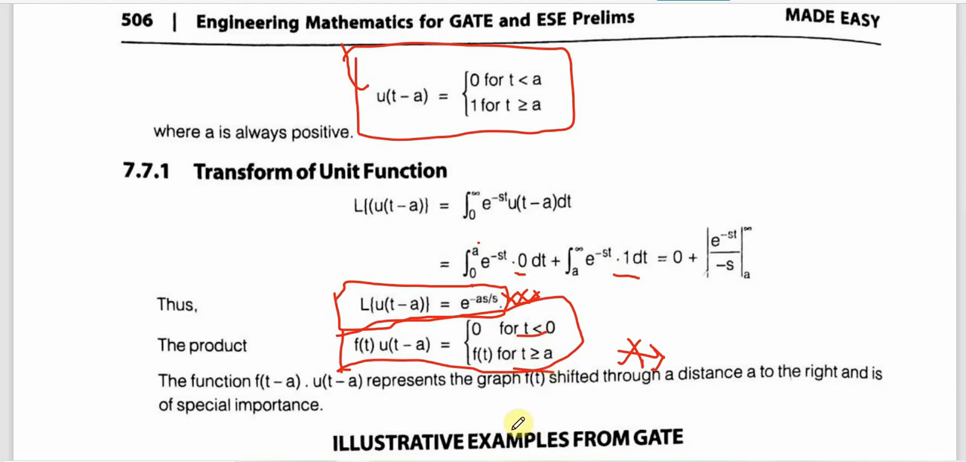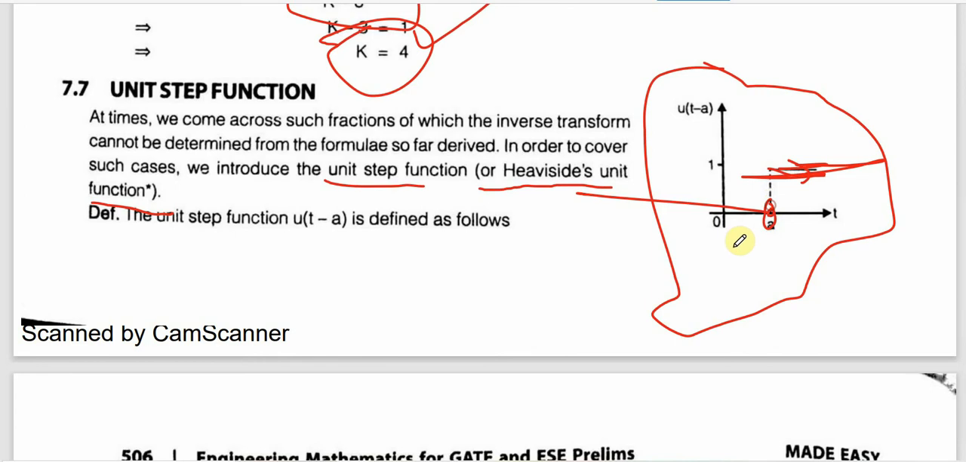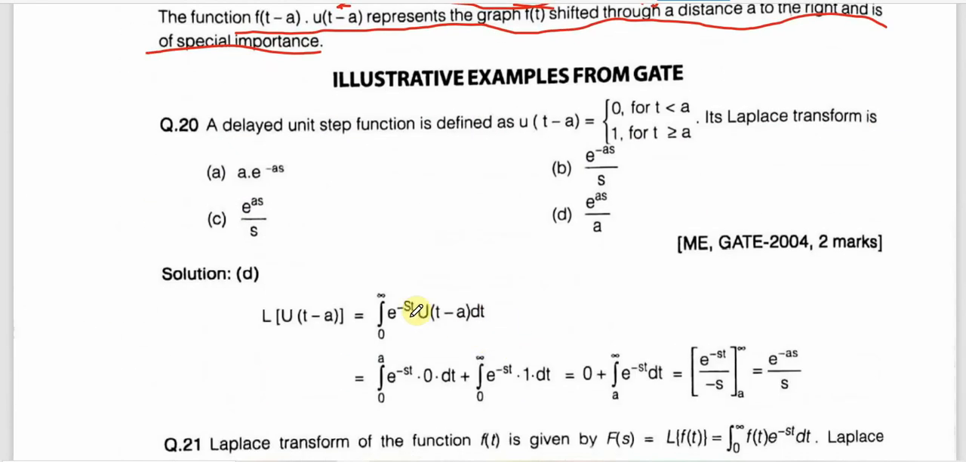Here it will be a. Okay, make the correction. And what does this function represent? It represents the graph of f of t shifted through a distance of a to the right, which is of special importance. It is telling us that this f of t function is shifted by a units to the right. You can understand it very easily from this graph.